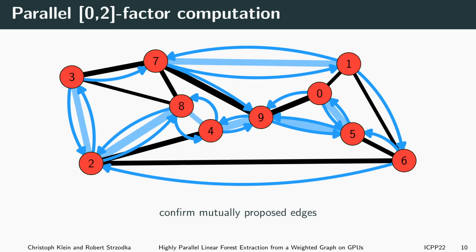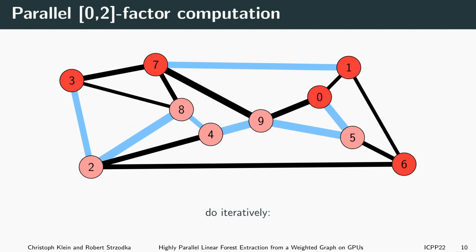In the next step, we confirm mutually proposed edges. For example here, 3 proposed to vertex 2, and 2 to 3. So now we say these edges are part of the 0-2 factor. And here we only have one proposition, so nothing is confirmed here, and this edge is not yet part of the 0-2 factor. We can do this iteratively.